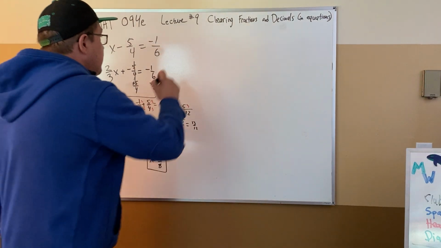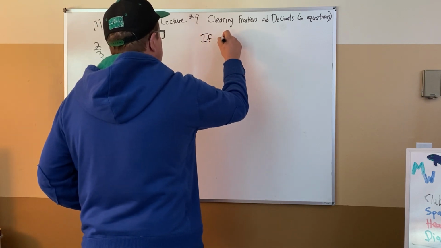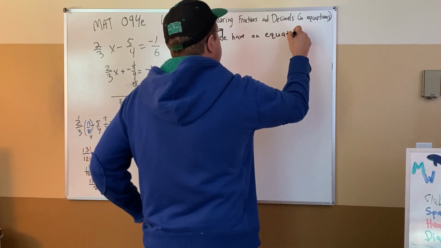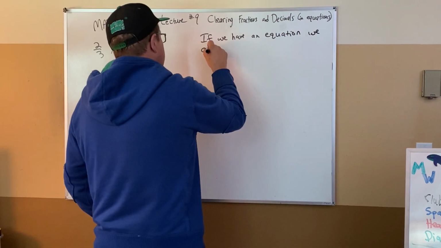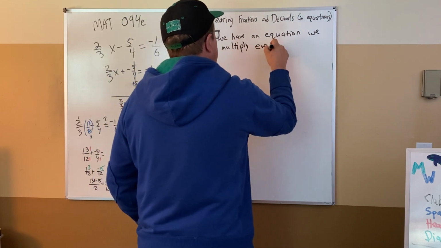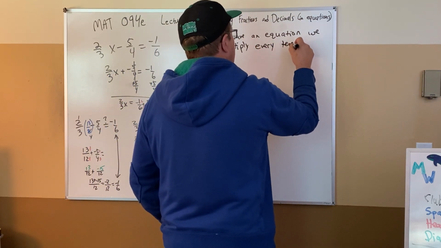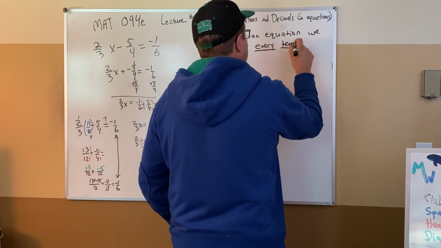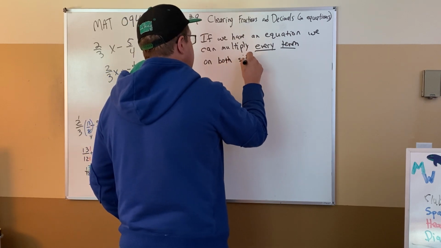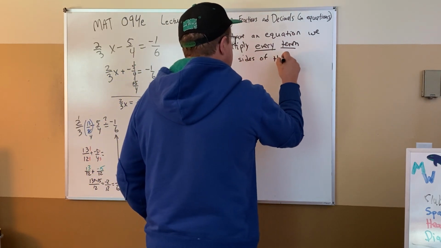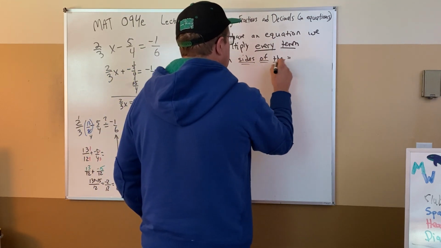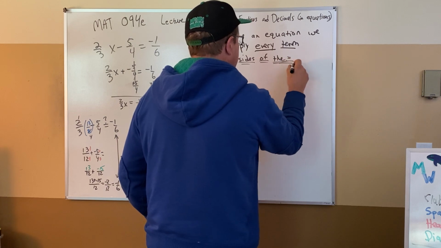Because if we have an equation, we can multiply every term. Every term is the first thing that's important, so I'll underline that once. On both sides of the equal sign, and that's going to get double underlined by me. It's going to look weird. I'll just go like that.